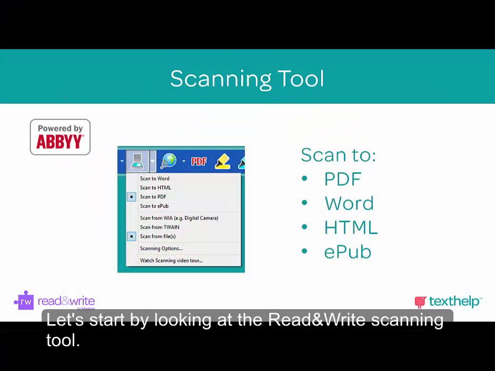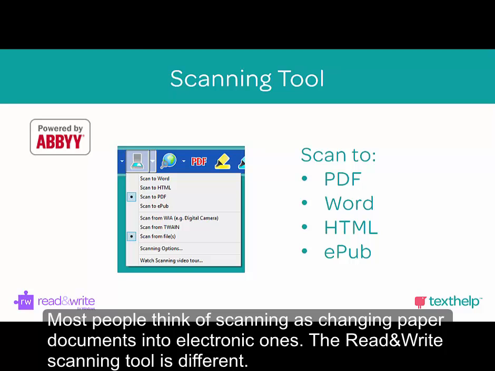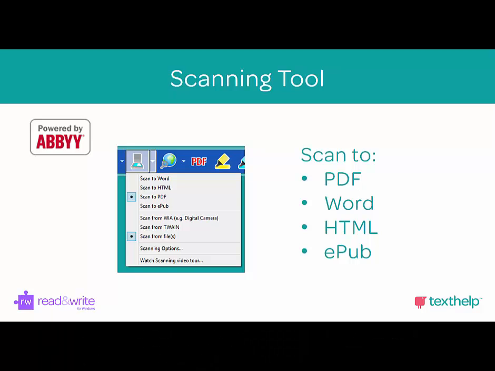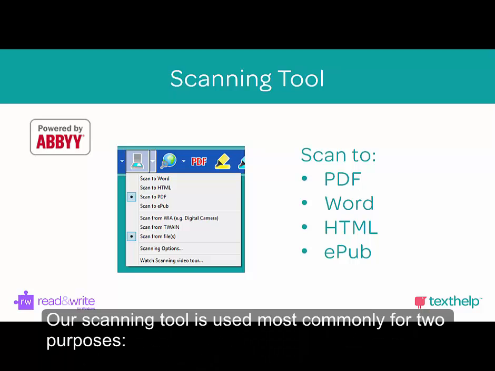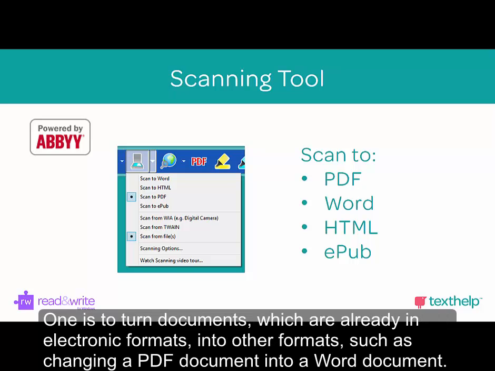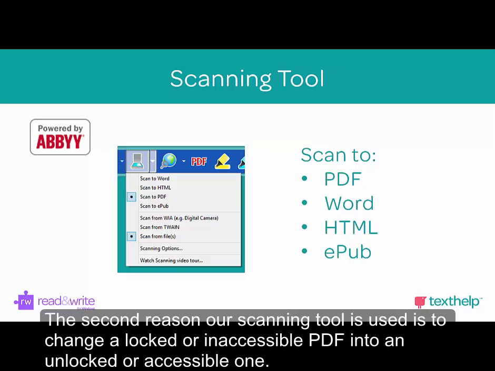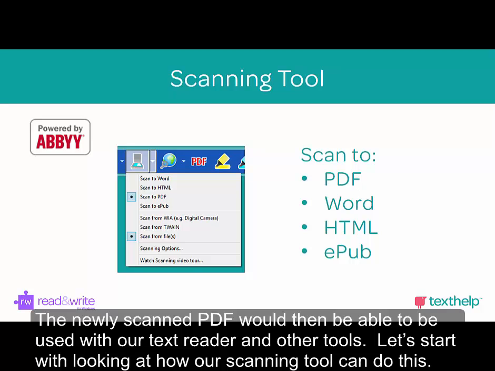Let's start by looking at the Read and Write scanning tool. Most people think of scanning as changing paper documents into electronic ones. The Read and Write scanning tool is different. Our scanning tool is used most commonly for two purposes. One is to turn documents which are already in electronic formats into other formats, such as changing a PDF document into a Word document. The second reason our scanning tool is used is to change a locked or inaccessible PDF into an unlocked or accessible one. The newly scanned PDF would then be able to be used with our text reader and other tools. Let's start with looking at how our scanning tool can do this.